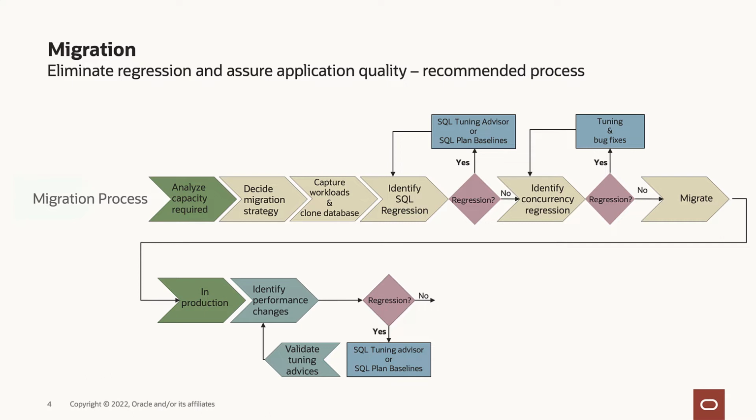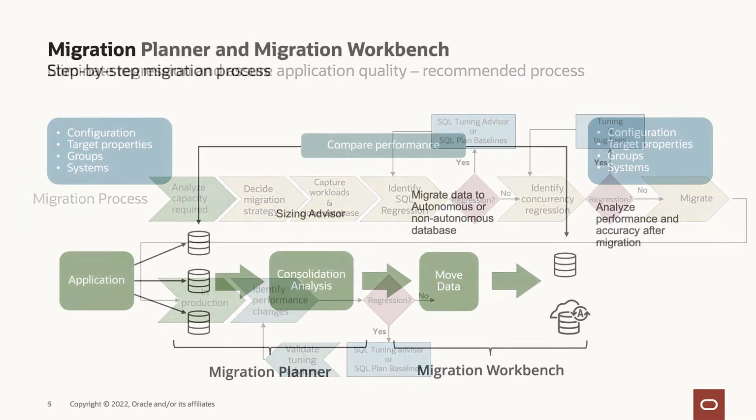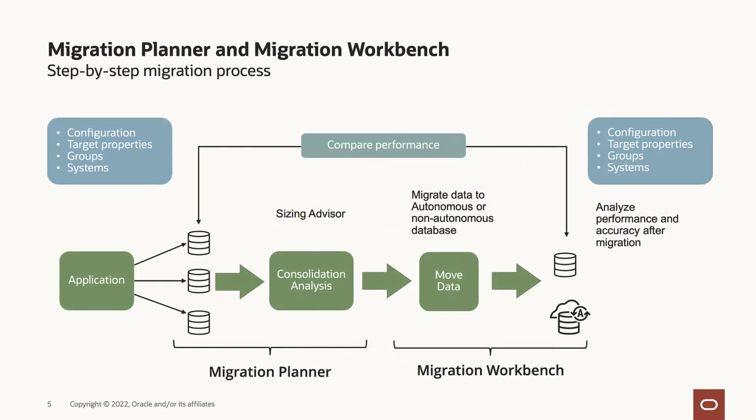This session will focus on the initial phase where we decide about sizing and how to move your database. Enterprise Manager has two features that will help you in this process: Migration Planner and Migration Workbench. Migration Planner is a sizing advisor where your input is a single database or a group of databases, where we analyze capacity used and calculate capacity needed. And for a consolidation, it will also provide you with where to place databases optimally on the new hardware.